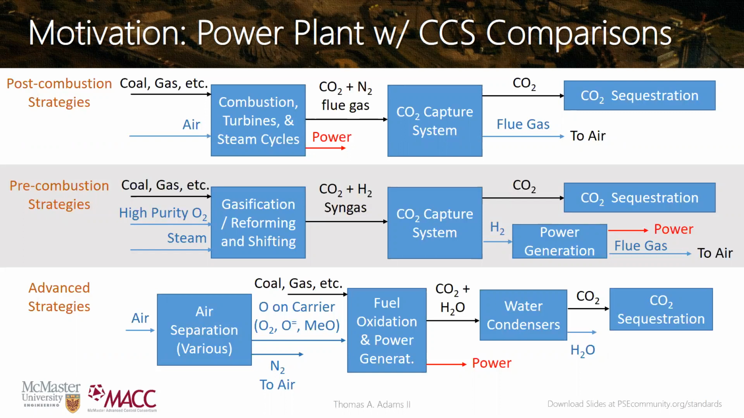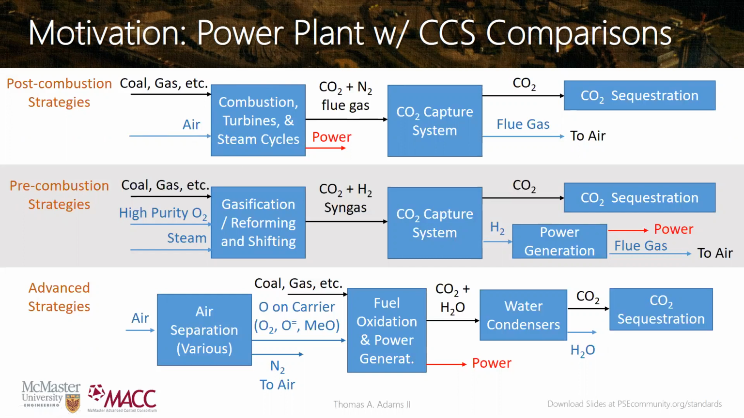There's really three different kinds of power plants in terms of how you would avoid CO2 emissions. So the first one is a post-combustion strategy. Okay, and this is the idea where you have a classic combustion-based power plant. Maybe it's coal, maybe it's gas, and basically you can generate power through combustion turbines and/or steam cycles.